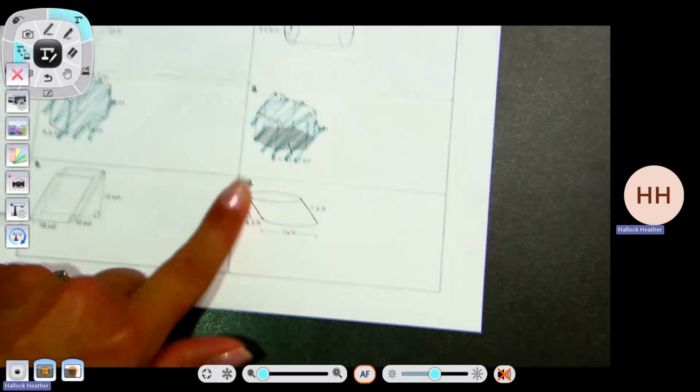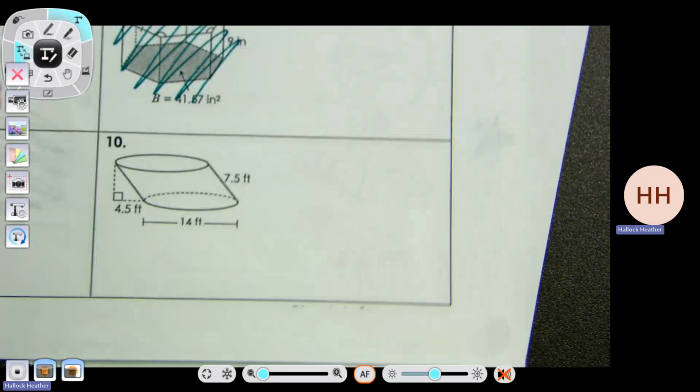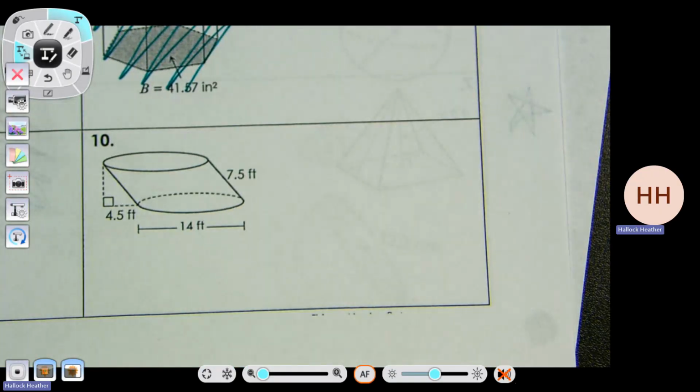Okay, let's go to number 10. Although it's tilted, what shape is it? That's a cylinder. Even though it's a little wonky, it's fine. We're going to use the cylinder formula. So what is the formula for a cylinder for volume?